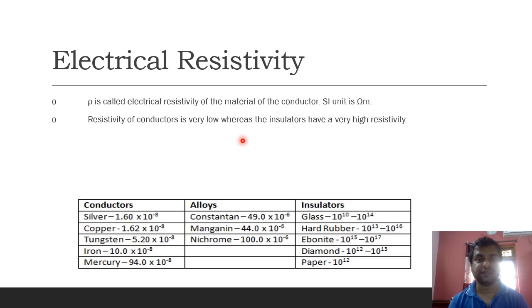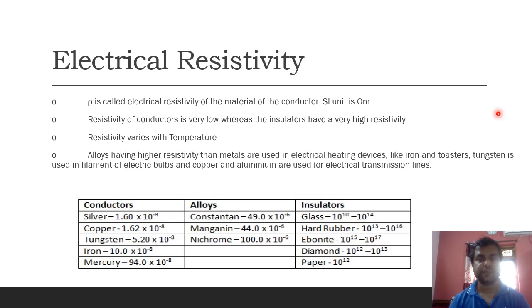Resistivity of conductors is very low, whereas insulators have a very high resistivity. Of course, they're supposed to insulate from high current, the flow of electrons, and the resistivity varies with temperature. With temperature, the resistivity will increase or decrease. Alloys have higher resistivity than metals, and that is why they are used in electrical heating devices like irons and toasters.